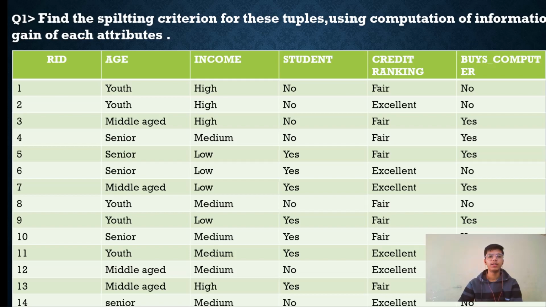Our first question is to find the splitting criteria for these tuples using computation of information gain of each attribute. Here we are given attributes such as age, income, student, and credit rating, and we have to find the splitting criteria so that we can conclude whether a person who comes under that attribute value will buy a computer or not.